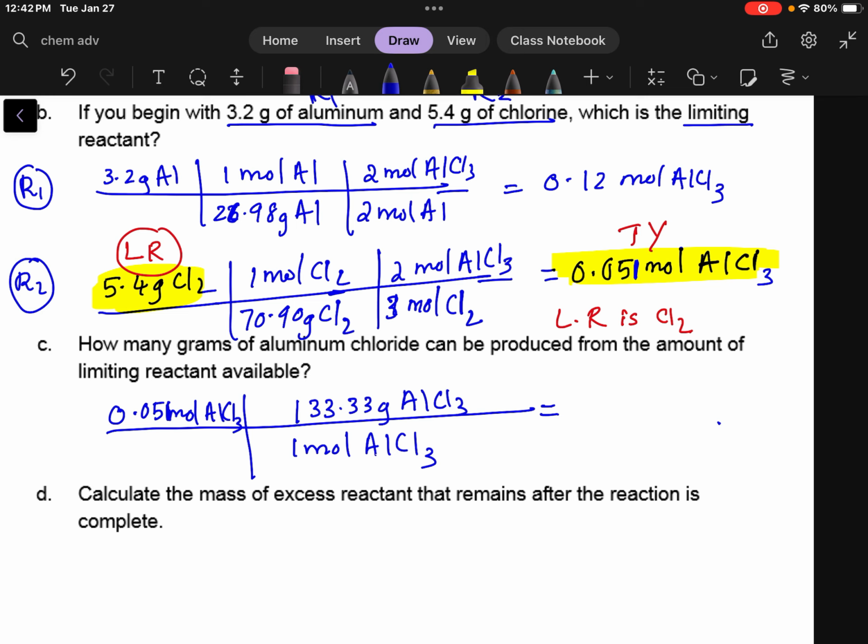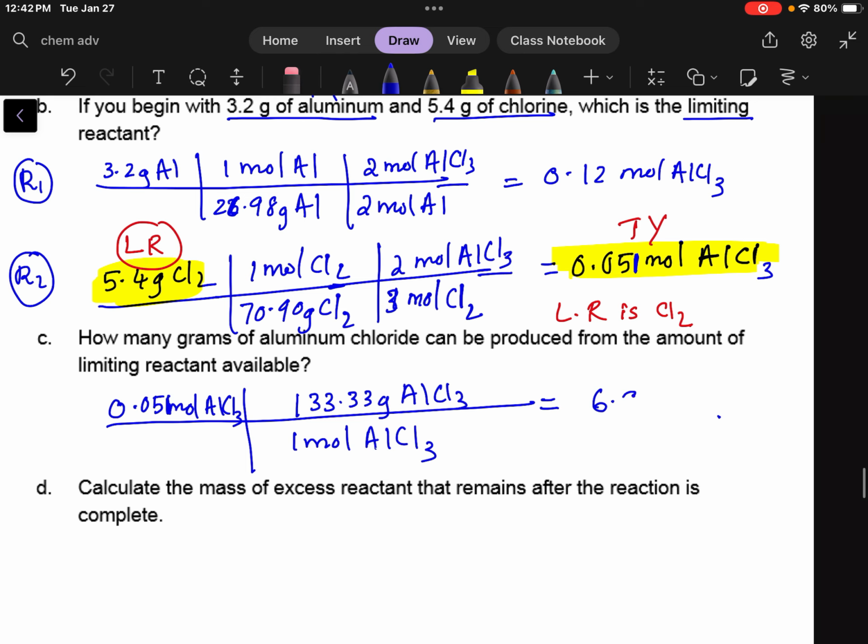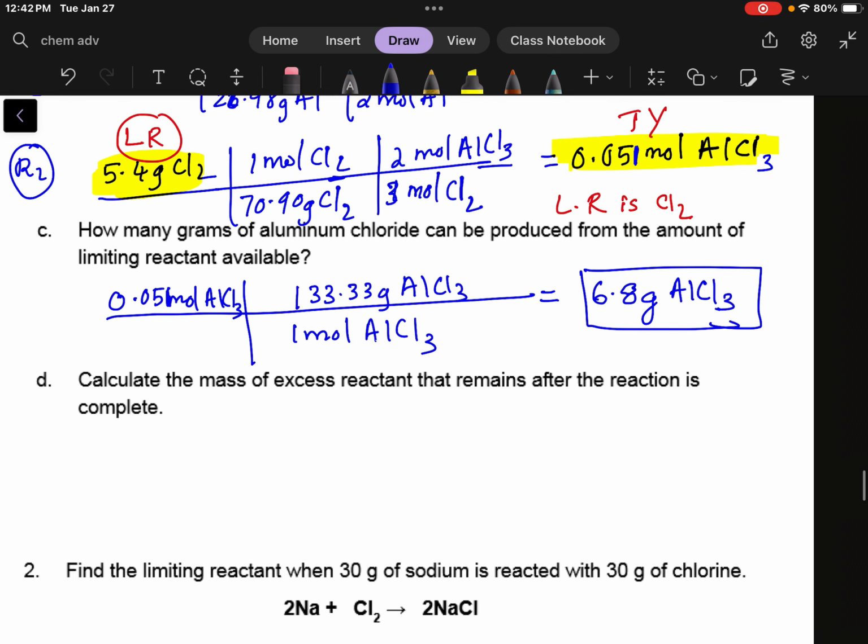Let me calculate it. 26.98 plus 70.90 plus 35.45, 133.33 times 0.51, which is 6.79, and your answer is 6.8 grams of aluminum chloride. So that is the amount in grams. So this is the theoretical yield in gram.